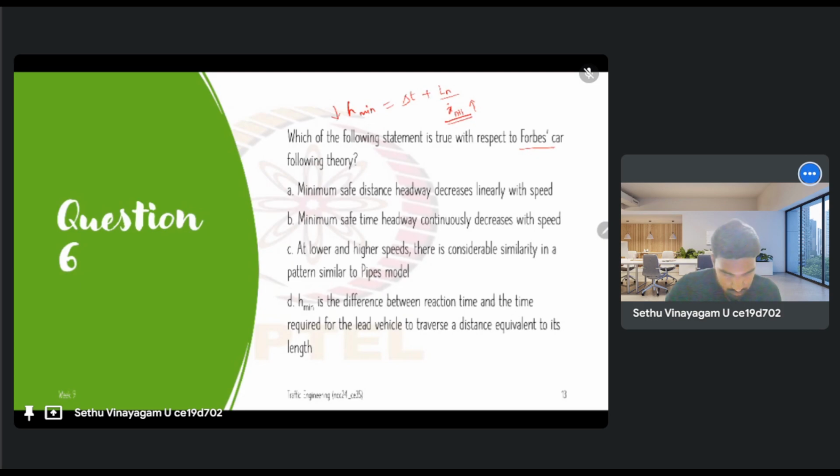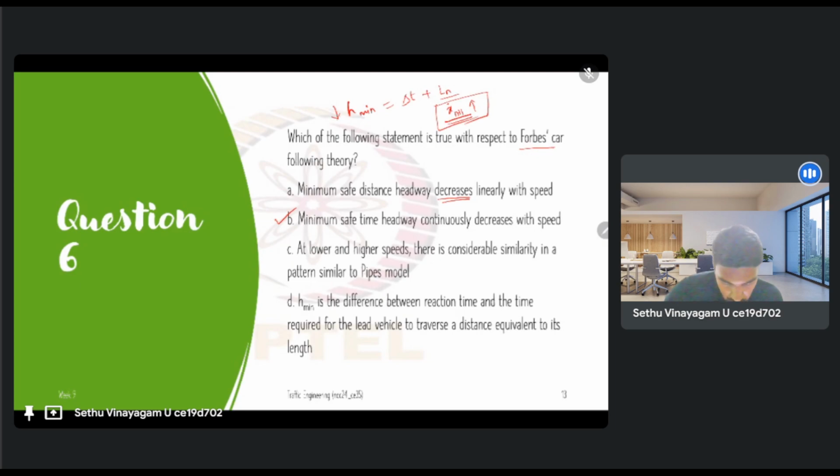So which means it's not going to decrease with speed, right? It's going to increase with speed. So therefore, A is not the right one. B: minimum safe time headway continuously decreases with speed. So that is true, right? As your speed increases, the time headway is going to linearly decrease, as we saw earlier. So this is correct.